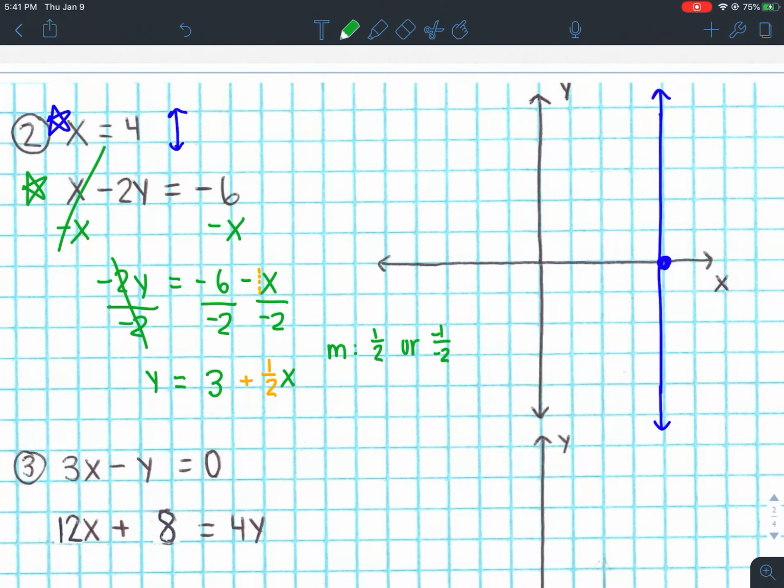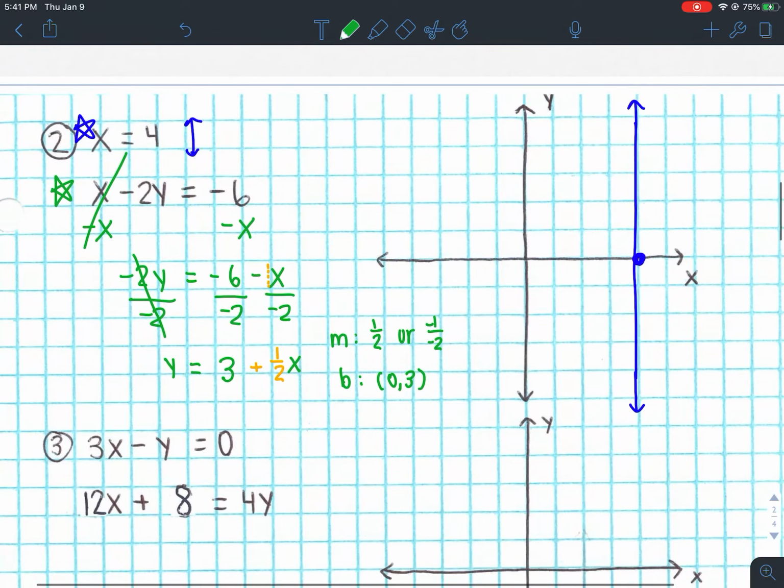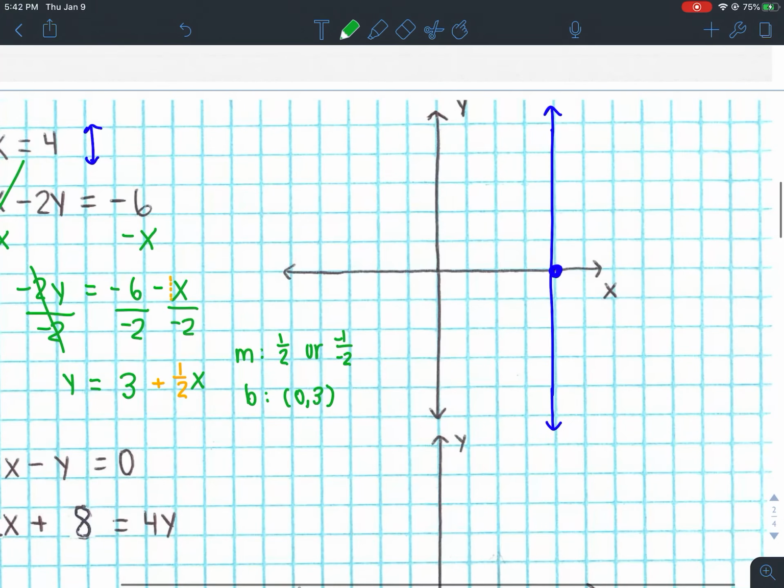So our slope is 1 over 2 or negative 1 over negative 2. And our y-intercept is 0, positive 3. So notice how every time I'm doing my systems, I do one equation at a time. So you plot one equation and then you do the other one. You don't want to do them at the same time or it can get confusing.